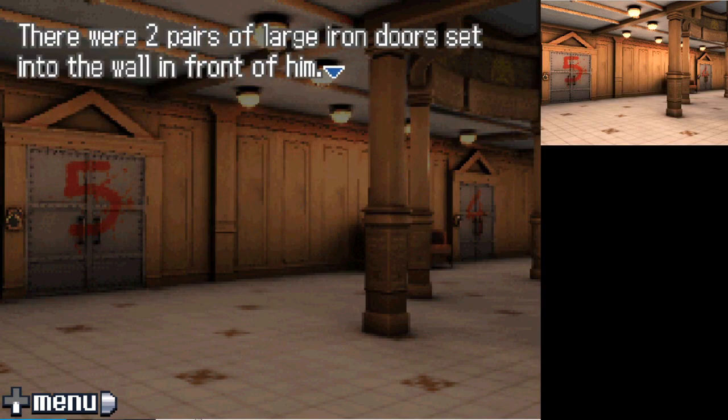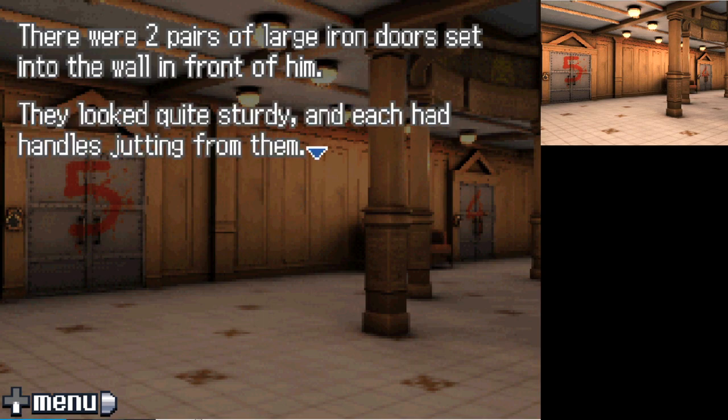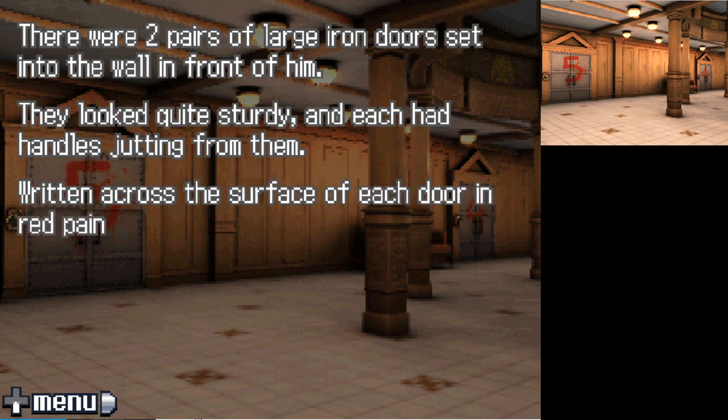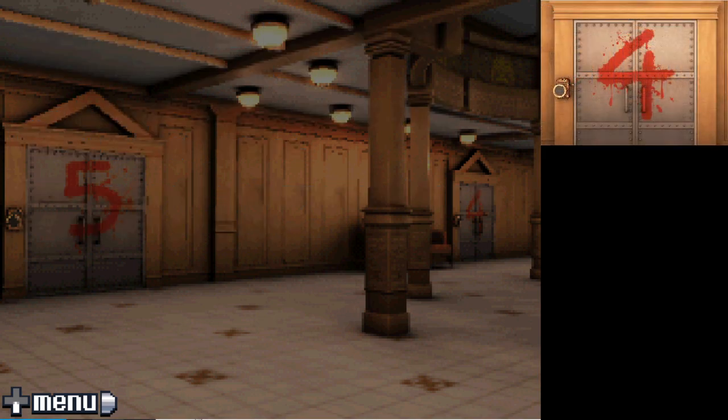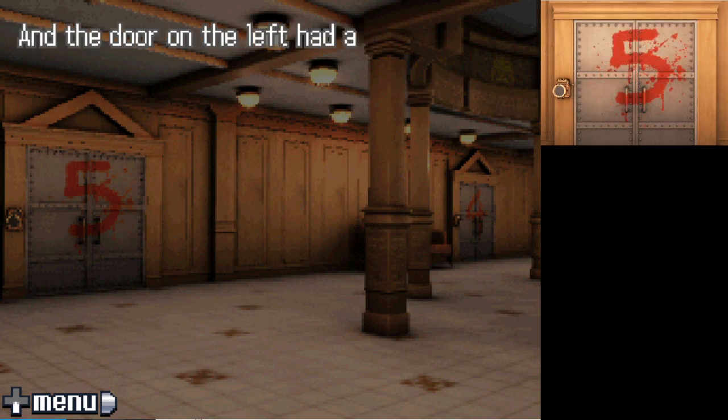There were 2 pairs of large iron doors set on the walls in front of them. They looked quite sturdy, and each had handles jutting from them. And across the surface of each door in red paint was a number. The door on the left had 4. The door on the right had 5.